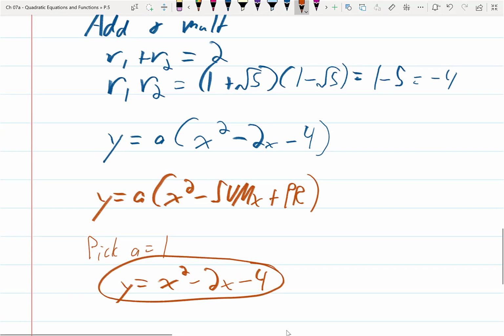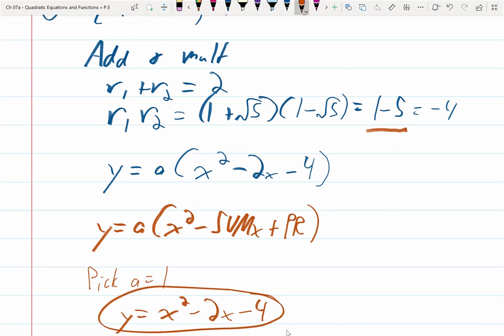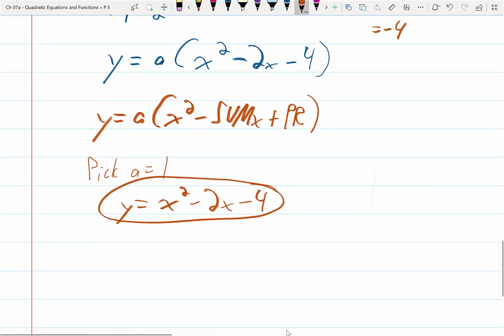Wait, how did you get -4 for the product? When I multiply the two of them, I FOIL them: first, outer, inner, last. I get 1 minus root 5 plus root 5 minus 5, or -4. Okay.